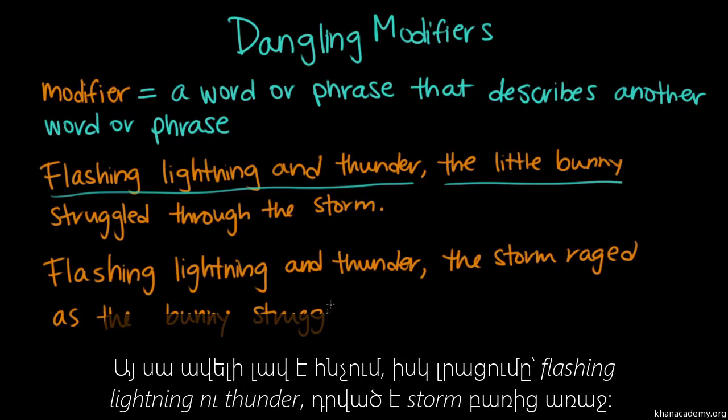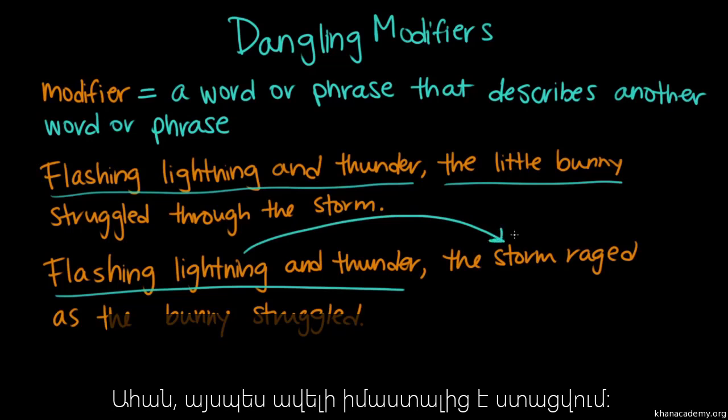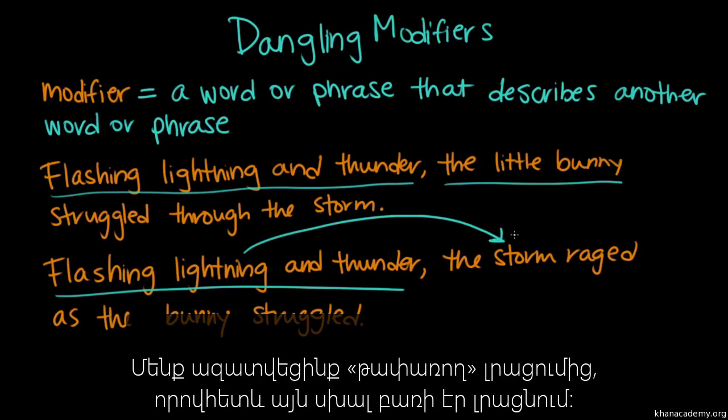So this is all better. The modifier "flashing lightning and thunder" comes right before the storm now. Right. So this makes more sense. We got rid of the dangling modifier. It's not hanging out looking like it's modifying the wrong noun.